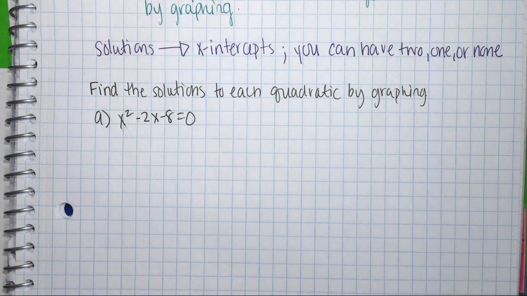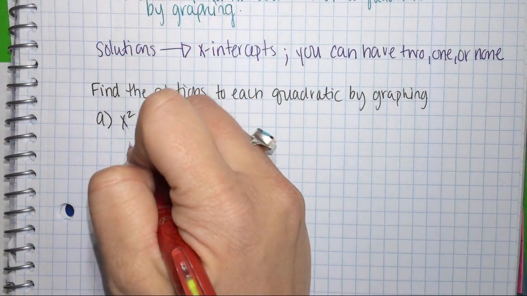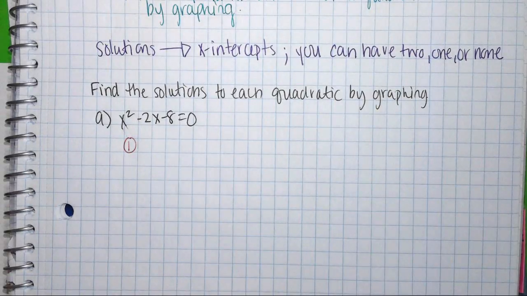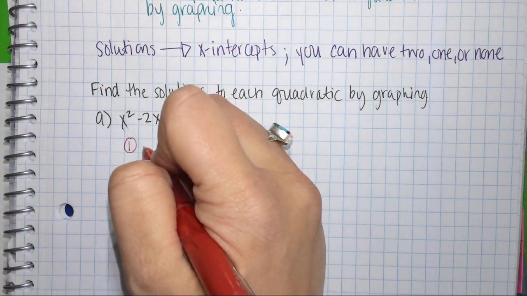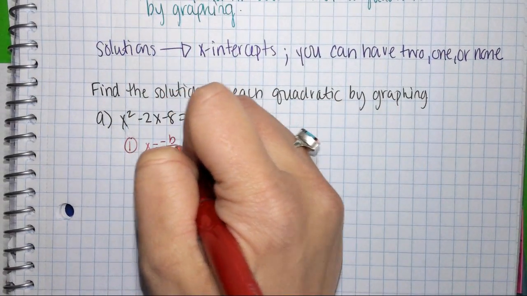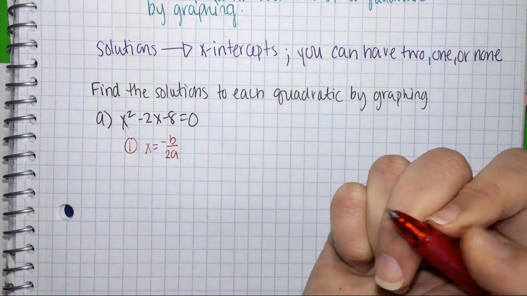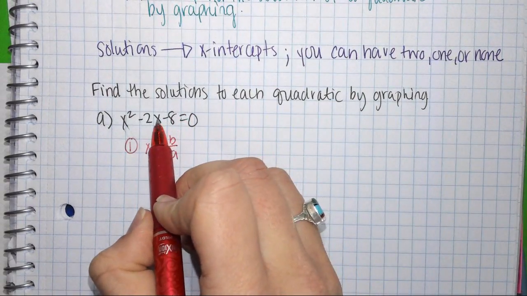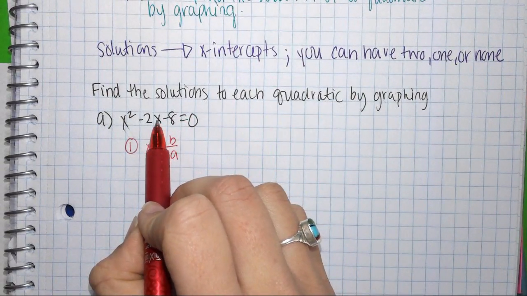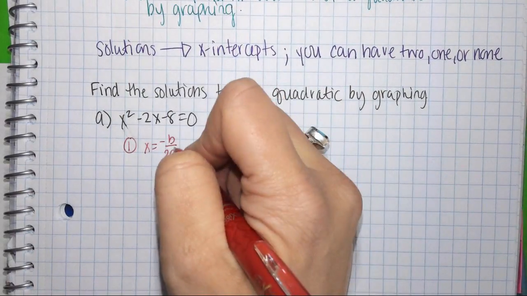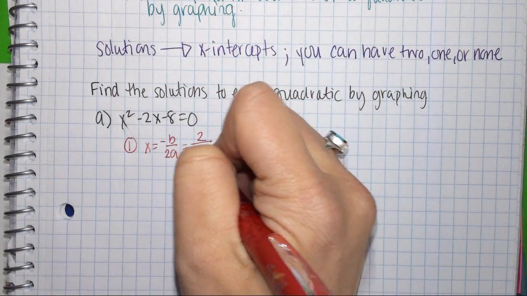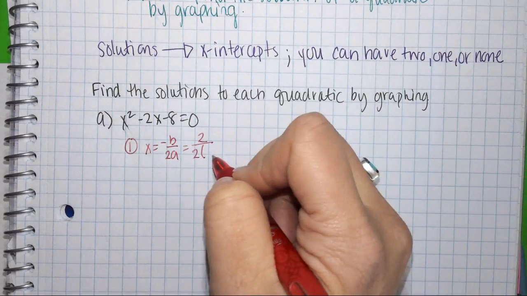Who can tell me the first step in graphing a quadratic when we don't use a t-table? Axis of symmetry. Both of you get a point. Alright, so we start by finding the axis of symmetry, which is the opposite of b divided by 2 times a. What's our b here? And what's the opposite of negative 2? Divided by 2 times 1.